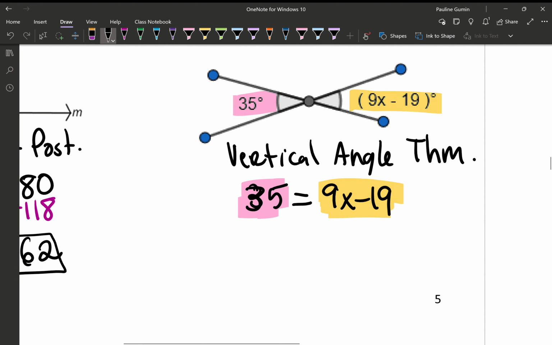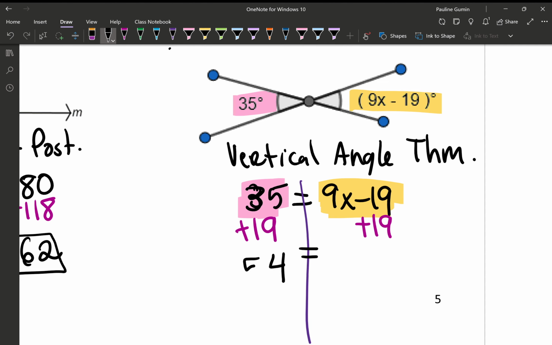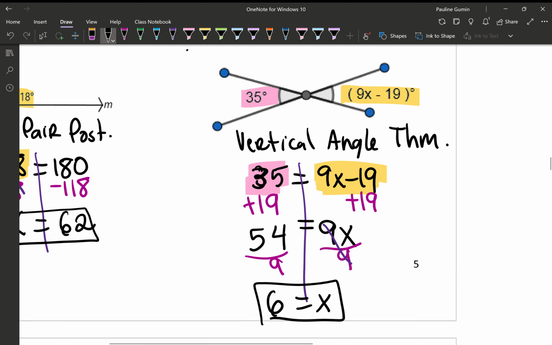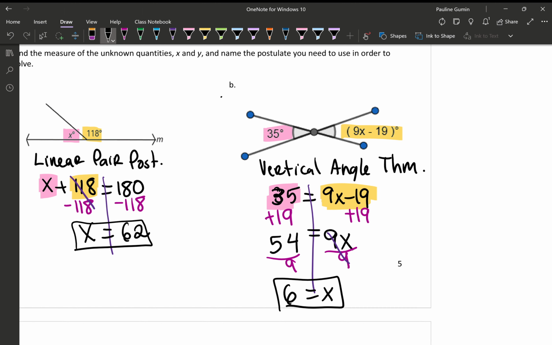Okay, let's solve it. Nice little 2-step problem. Let's add 19 to both sides. So we got 35 plus 19 is 54. And then we're just going to divide both sides by 9. Oh, I wrote too big. That's okay, because x still equals 6 and I had room. Fantastic.